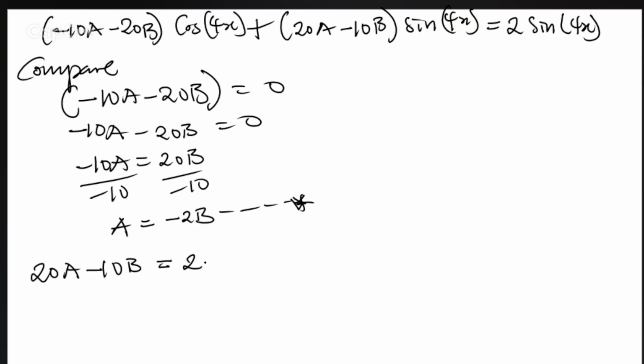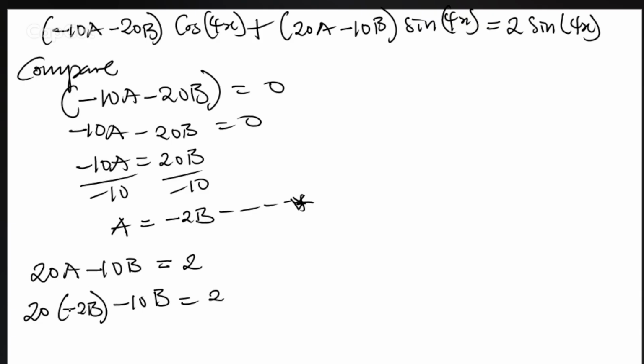So if we do that, we'll simply have that what we have here will now be, remember, what is a? A is minus 2b. So we are replacing anywhere we see a with minus 2b. So what we have here will simply be 20 into minus 2b minus 10b, and this will be equal to 2. Are we together?